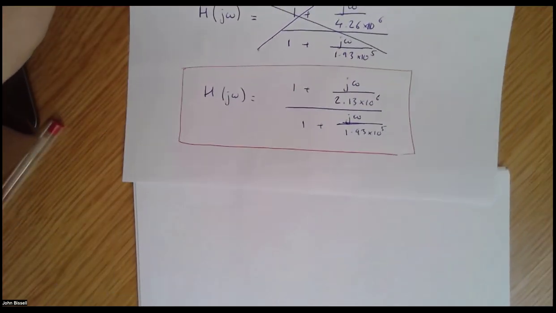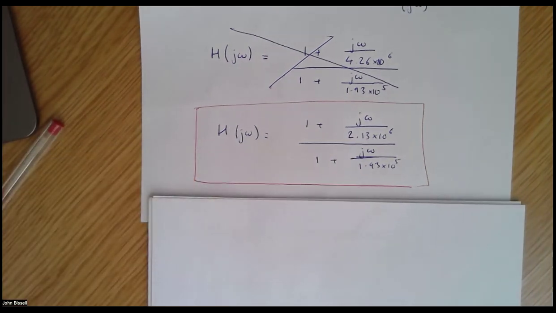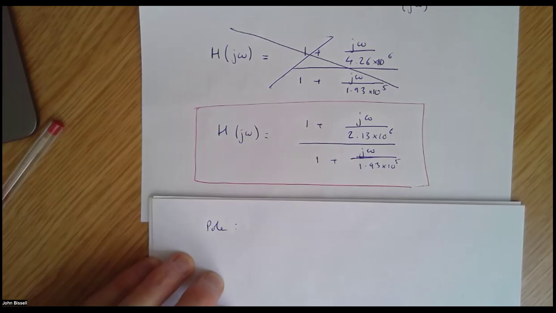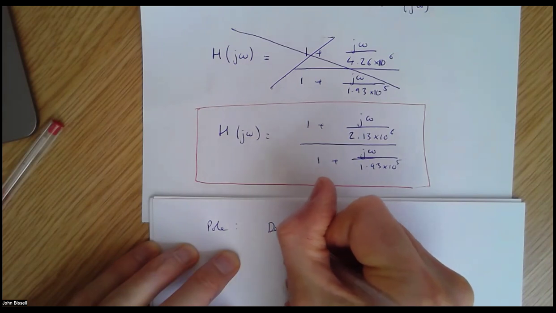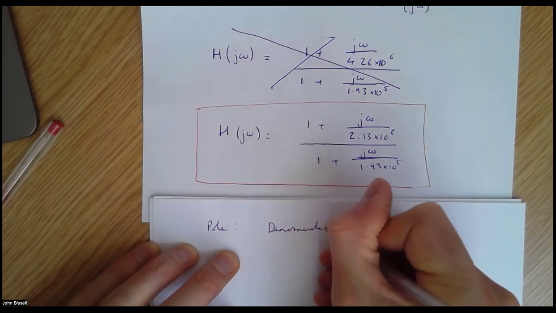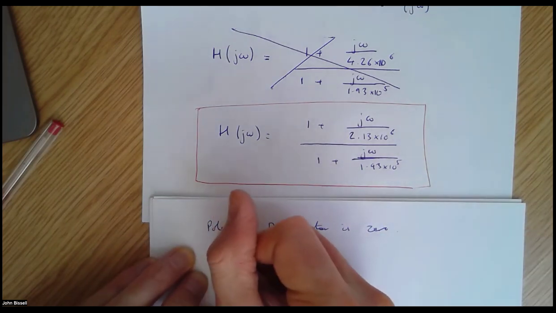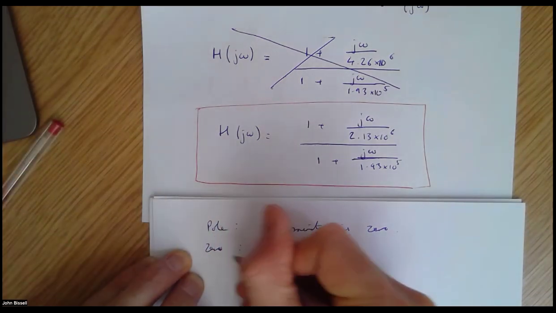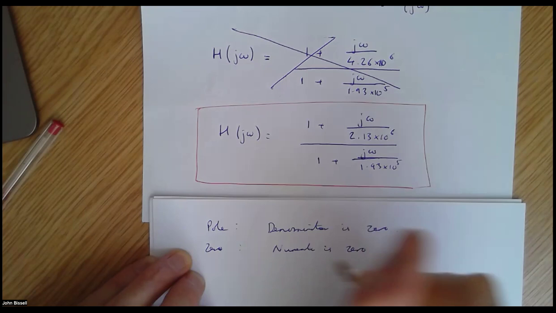Let's talk about this. What's a pole? The pole is when the denominator is 0, right? Yeah. And the zero is when the numerator is 0.